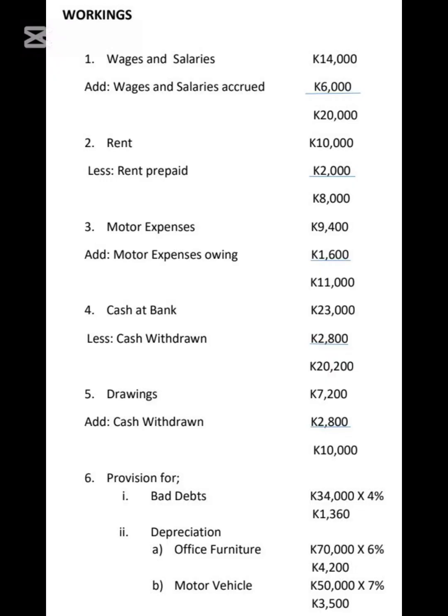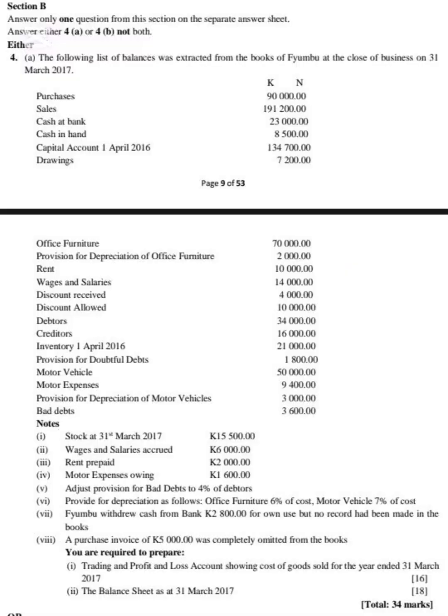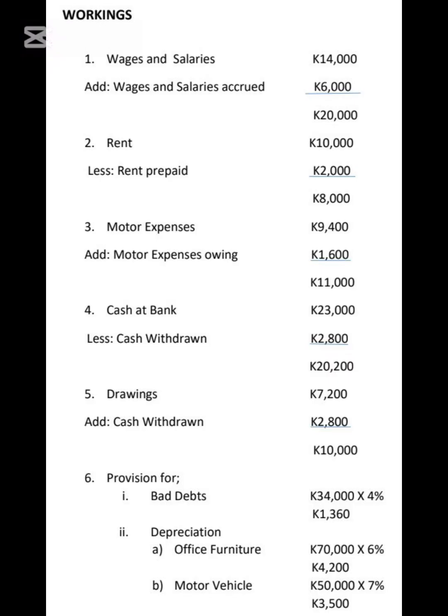Then we go to motor vehicles. The cost, we have 50,000 kwacha. Then they have told us to provide depreciation at 7% on cost. So if we provide 7% on 50,000, it should give us 3,500 as our provision for depreciation for this current accounting period.